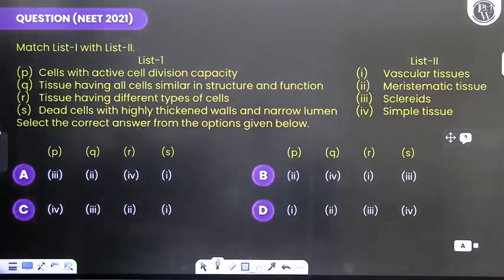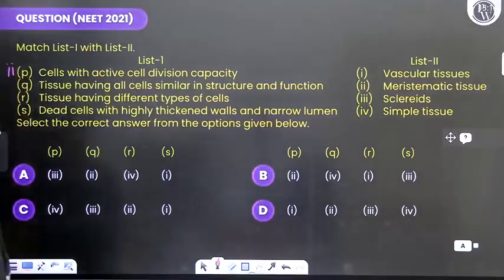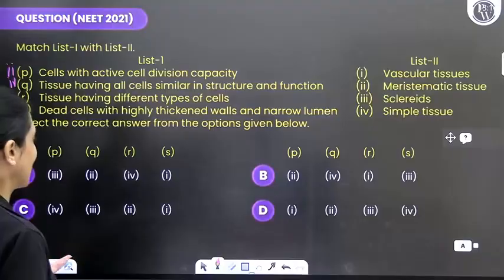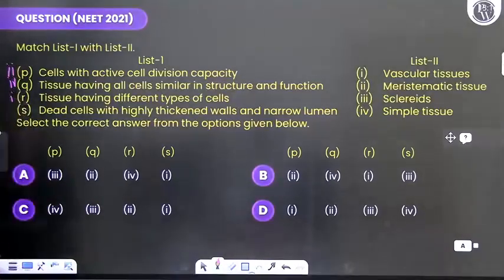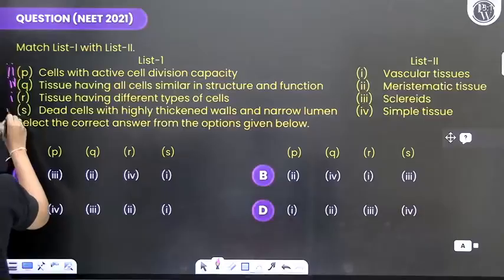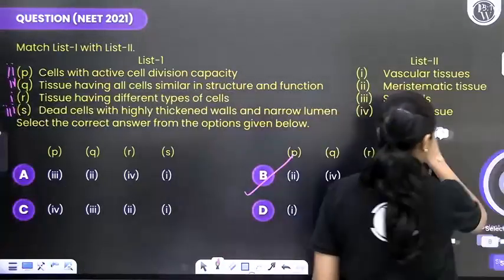Cells with active cell division capacity are called meristematic cells. So P can be matched with 2. Tissues having all cells similar in structure and function are called simple tissues. Tissues having different types of cells is complex, but they've not given complex. Instead, they've given vascular tissue. So that is correct. Dead cells with highly thickened walls and narrow lumen. What else is left? Sclerites, a type of sclerenchyma. Correct answer is P2, Q4, R1, S3, which is option B.